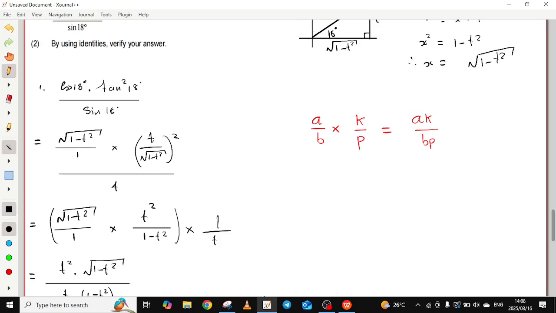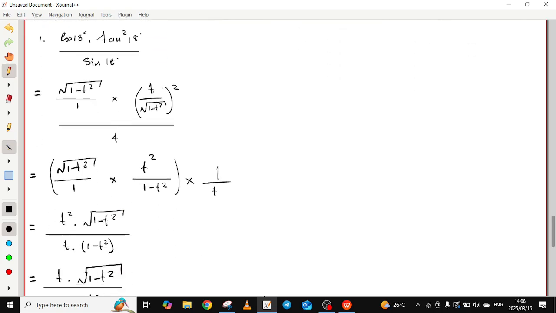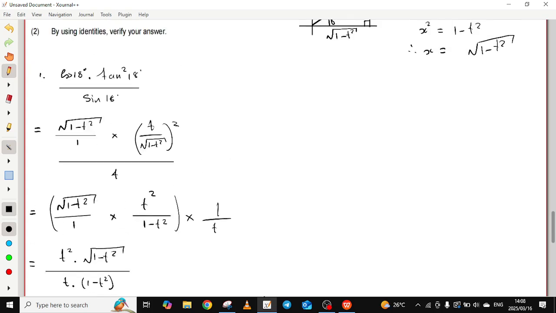Now let's go and look at the second part. It says here now, by using identities, that's the hint, verify your answer. So it means that when we are using identities, we must get an answer which is t times the root of 1 minus t squared all over 1 minus t squared. So let's do that. Here's number 2 here. We are now going to use identities.